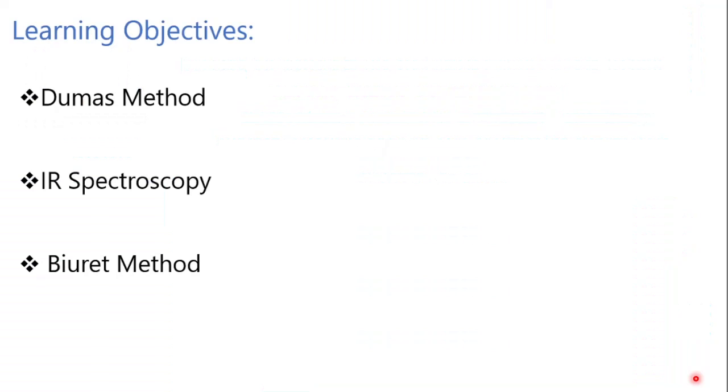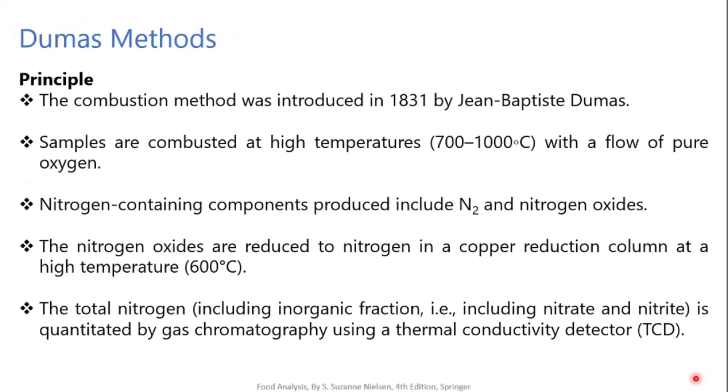First one is the Dumas method, then second one is the IR spectroscopic method, and third one is the Biuret method. Let us see one by one. So first one is the Dumas method. The combustion method was introduced in 1831 by Dumas. It has been modified and automated to improve the accuracy since that time.